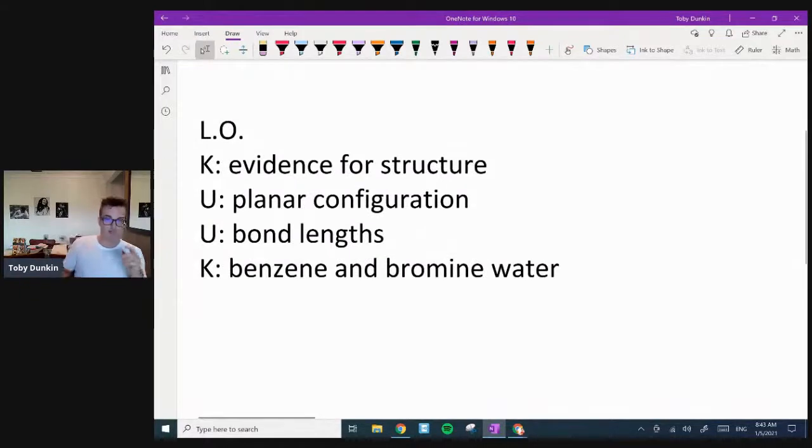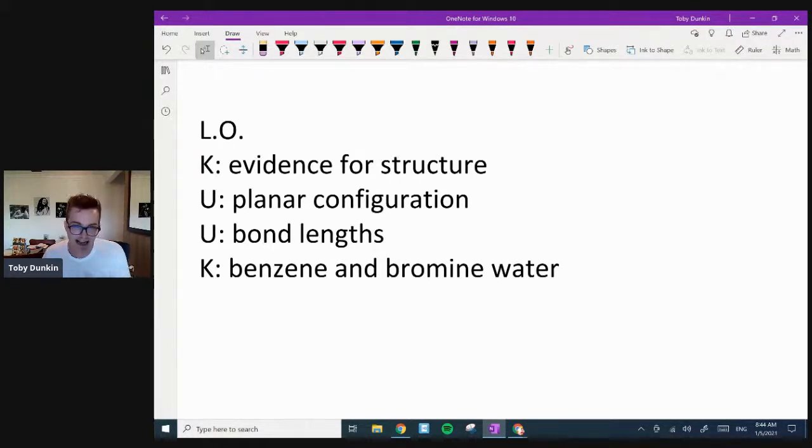So 4 learning objectives. One is know the evidence for the structure. They're going to do this. They'll give you a long answer question where they'll say, give the evidence for the odd structure of benzene, or why the Kekulé structure is incorrect. Number 2 is to understand its planar configuration.